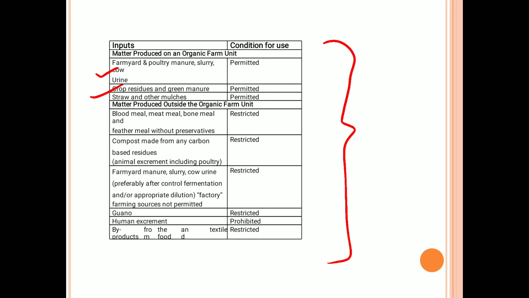But blood meal, meat meal, bone meal and feather meal without preservation are totally restricted in organic farming. Also compost made from any carbon based residues is restricted because it contains heavy metals, which are not useful for organic farming. Also restricted is bird excreta, and human excrement is prohibited. Then byproducts from the food and textile industries are also restricted as organic matter for organic farming.